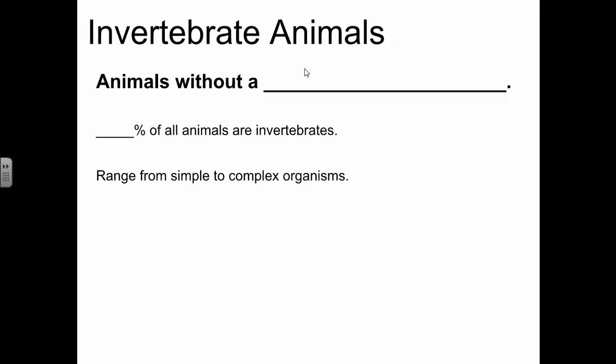All right, so let's talk about the invertebrates. Invertebrate animals. Animals without a spinal cord. Animals without a backbone. Now, if I say think of an animal, picture one. Chances are almost all of you are thinking about a vertebrate, right? When you think of animals, you probably think of a vertebrate. However, 95% of all animals are invertebrates. So vertebrates are a small percentage of the overall number of identified species.